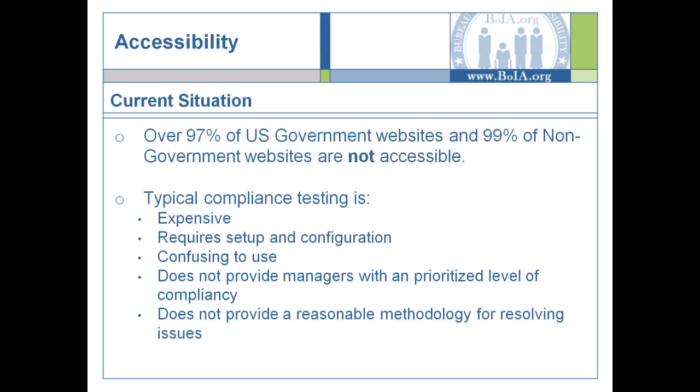The current situation out there, as Tom mentioned, is that there is a lot of buzz, but the stats are that over 97% of U.S. government websites are inaccessible, and 99% of non-government websites globally are not accessible. The reasons people give for why they're not accessible: it's expensive to fix all of the rules, it requires setup and configuration of different software, everything is confusing to use, it doesn't provide managers with a prioritized level of compliancy, and the list goes on and on.